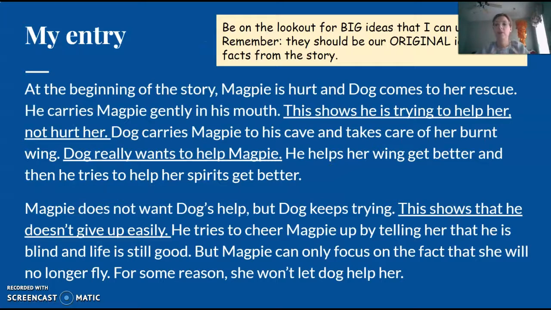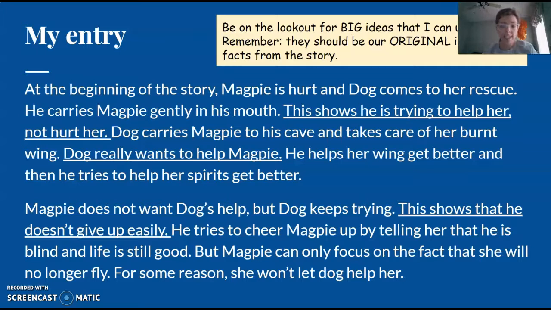So if we're thinking about the book Fox, here were some of my noticings. At the beginning of the story, Magpie is hurt and Dog comes to rescue her. He carries Magpie gently in his mouth. And then you see right here, I have the thought prompt: this shows he is trying to help her, not hurt her. Dog carries Magpie to his cave and takes care of her burnt wing. Dog really wants to help Magpie. He helps her wing get better, and then he tries to help her spirits get better.